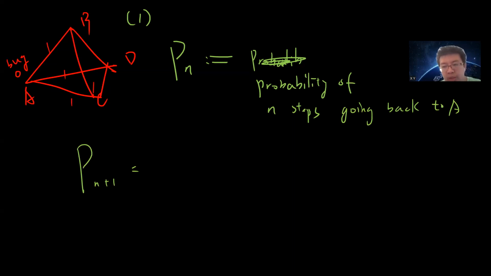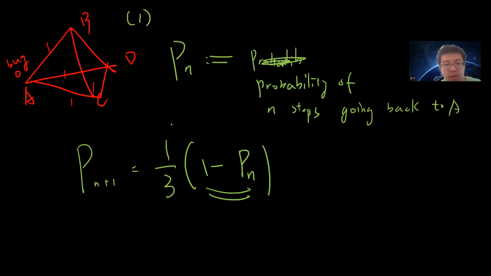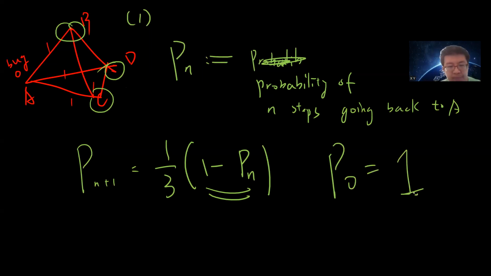That means at n steps, it must be at one of B, C, D, because if it's at A at step n, then it cannot come back to A. So it must be 1 minus Pn, times 1/3. 1 minus Pn means that at n steps, it is not at A. It must be at B, C, D, and if it's at B, C, or D, you have a 1/3 chance to go back to A. Our initial condition is P0 is 1. So let's start to solve.